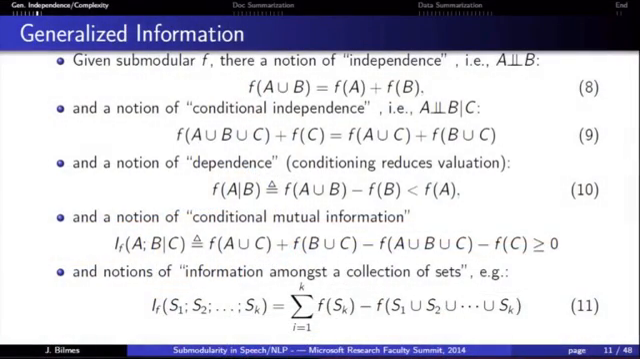So that basically means that any submodular function defines some sort of abstract, in some sense, combinatorial notion of independence. And so based on the submodular function, you can define independence, abstract independence, based on additivity, or conditional independence based on another form of additivity, or strict dependence based on there being a strict inequality in this equation, or notions of combinatorial conditional mutual information, and other notions of information amongst sets of sets in equation 11.